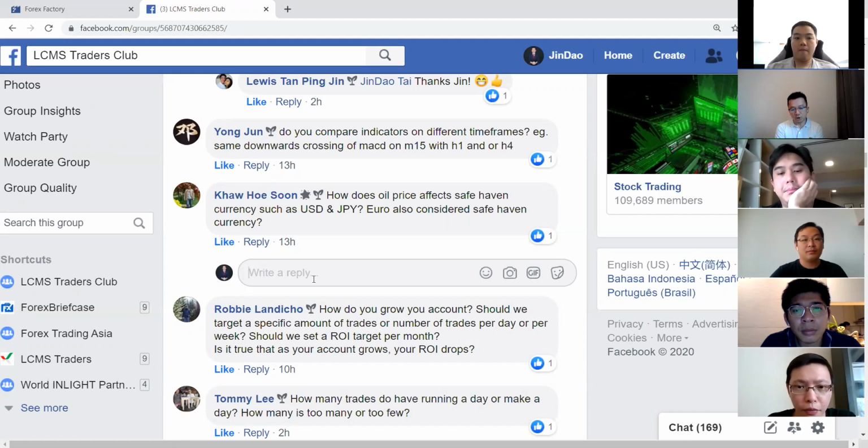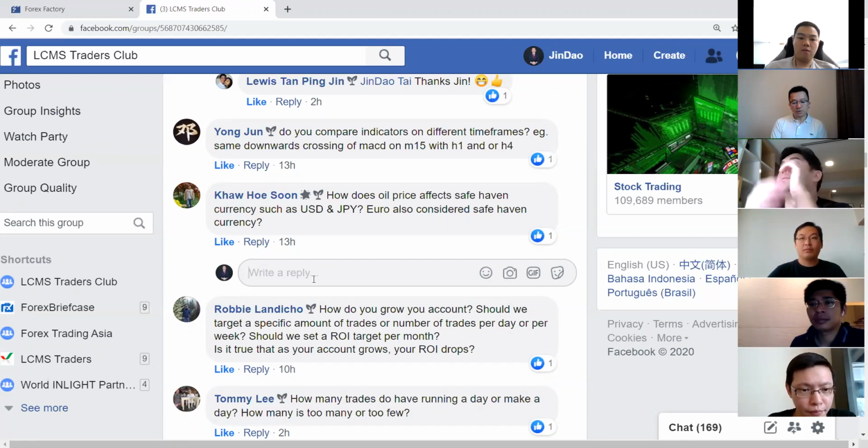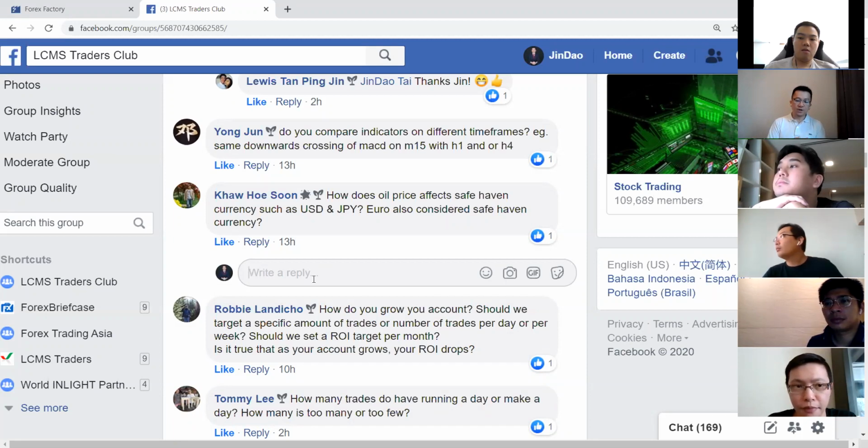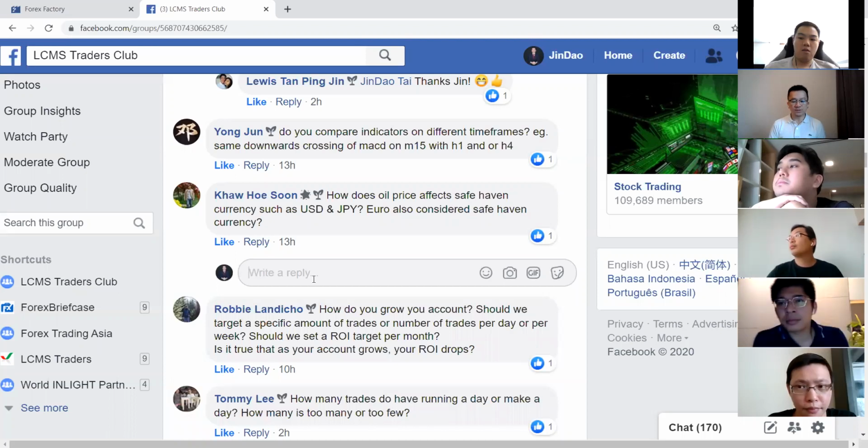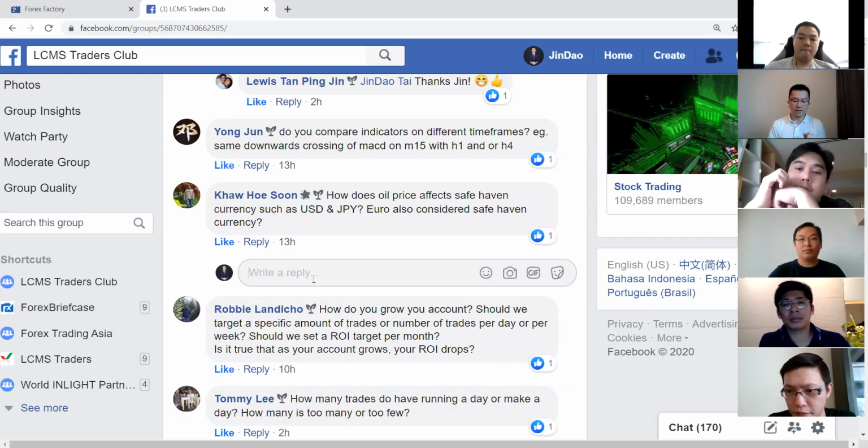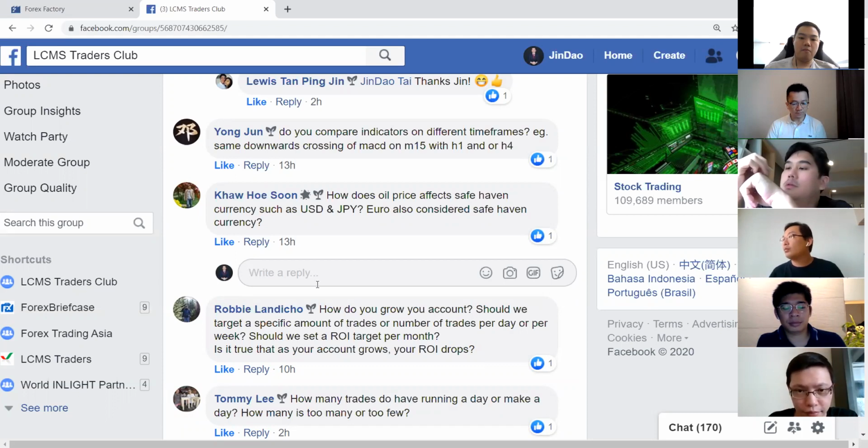So the quick answer is oil price affects safe haven currencies such as USD and JPY, but it will depend on the current price of oil. So it doesn't affect it all the time. It only affects it depending on the prices. All right. Euro, I would say it used to be quite a good safe haven, not anymore, as we see the economic environment of the Eurozone suffering a bit. So it's not really considered such a good safe haven. US dollar and JPY are still the traditional safe haven currencies.